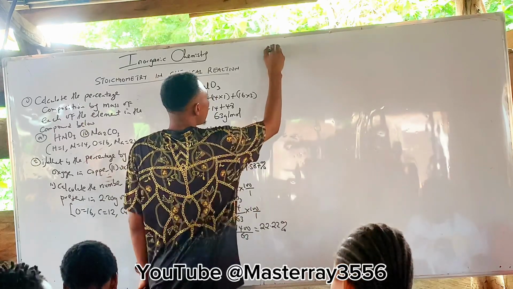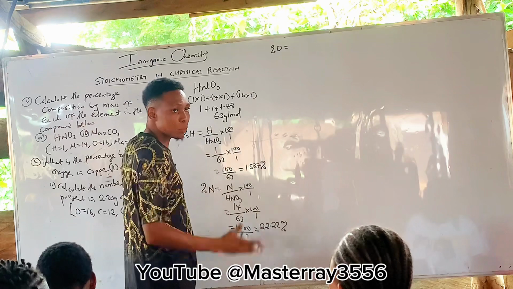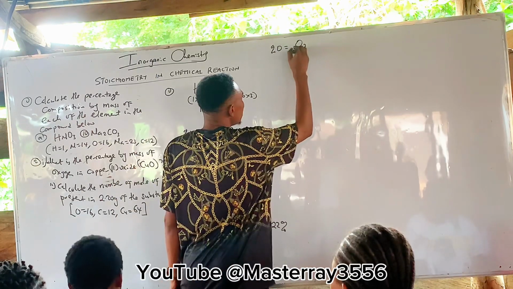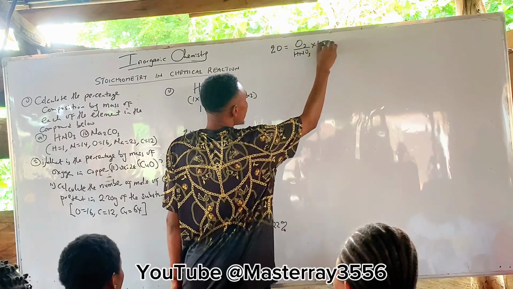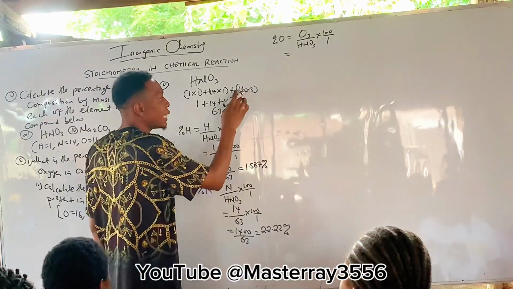So percentage of what? Oxygen. And oxygen here is what? O3. Oxygen there is what? So we have 3 atoms of oxygen all over HNO3 times 100 over 1. And O3 is sitting as what? 48. That is 16 times 3.